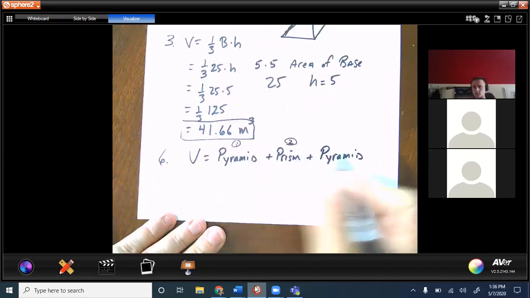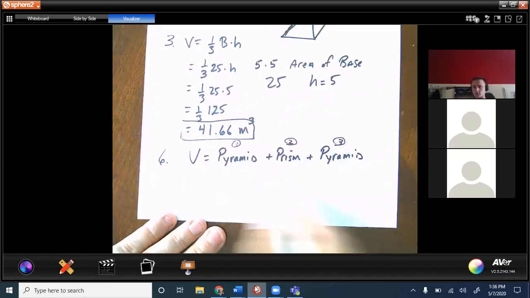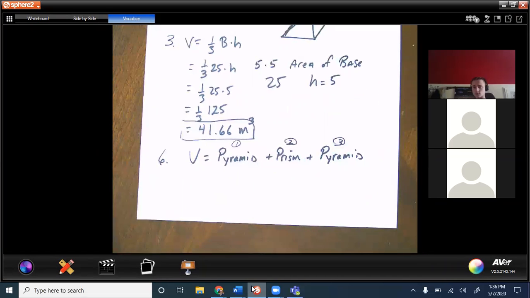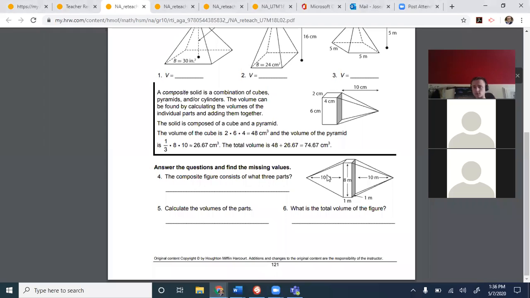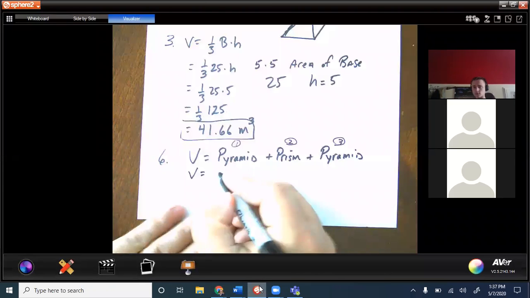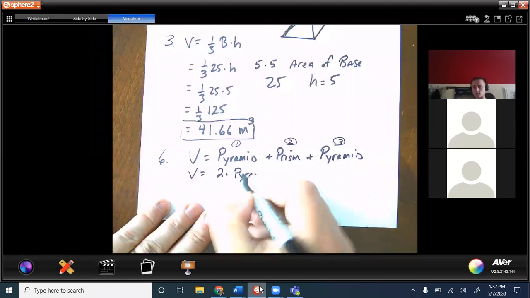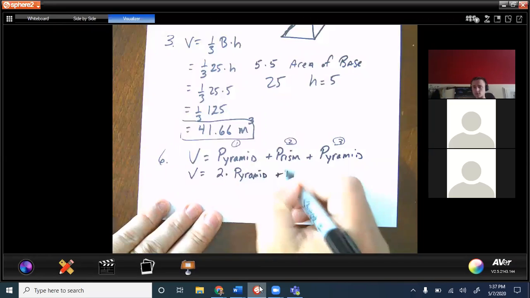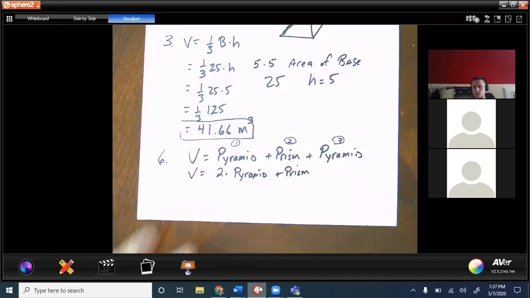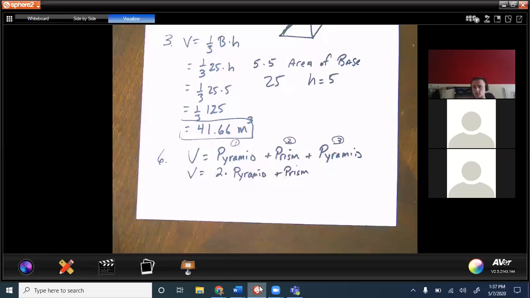1, 2, and 3. Now, do these 2 pyramids happen to be the same? Let's go back to the picture and look. Because if they do, 10, 10, 8, yeah, they kind of look the same to me. Right? They kind of look the same. And so then we can simplify our volume formula and say, all right, 2 times the volume of the pyramid plus the volume of the prism. Okay, and so that's these 2 together.